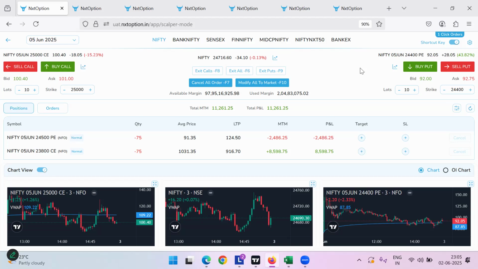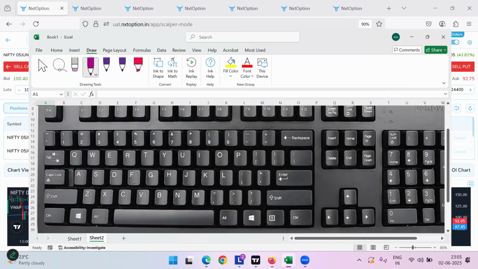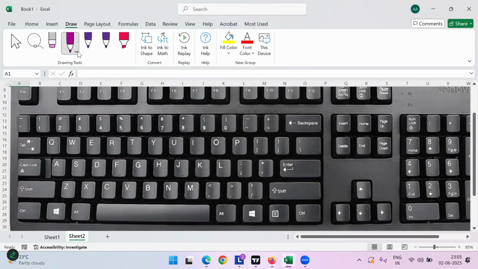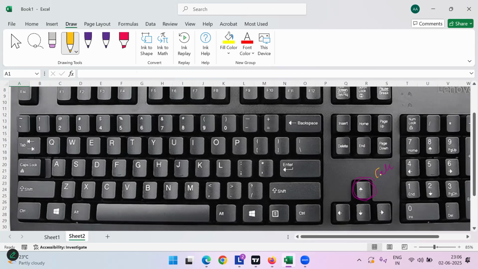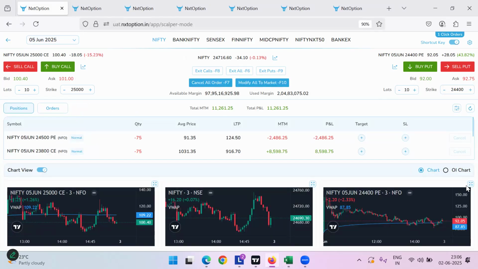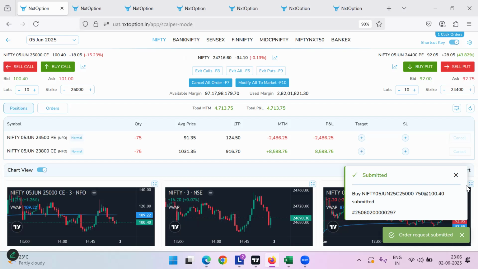Now, the best part is that if you go to the keyboard and select this particular key, that is the up arrow, the call option would get purchased. So you're expecting the market to go up. As a result, you want to buy a call option. Then just select this up arrow and the call would get executed. So I click the up arrow on the keyboard. The call option got executed.